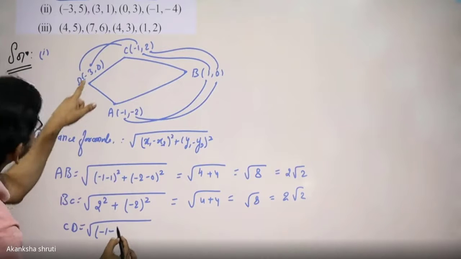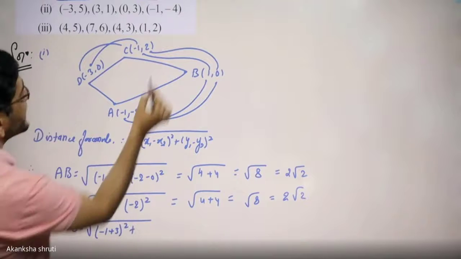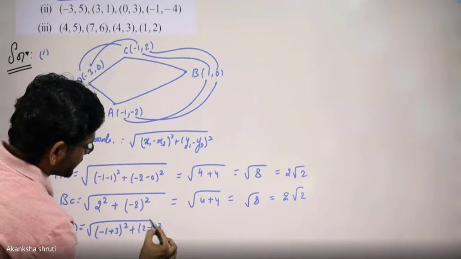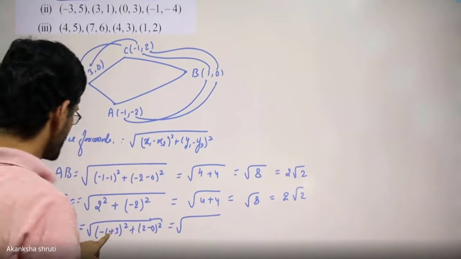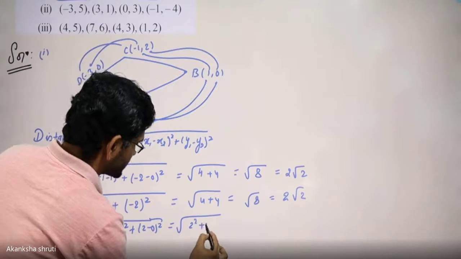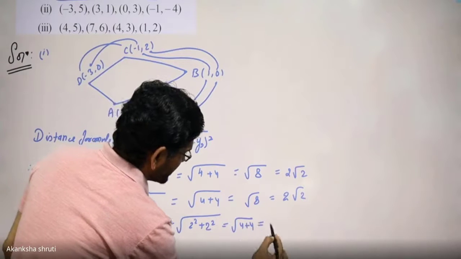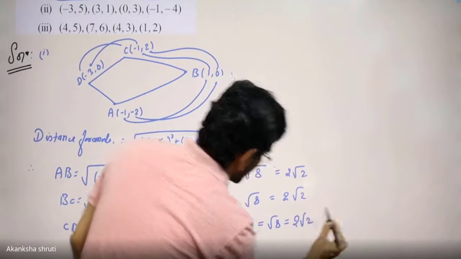Minus of minus 3 becomes plus 3. There is square plus, it is 2 minus 0 square. Students, it becomes 2 square plus 2 square, 2 square plus 2 square. It becomes 4 plus 4, which is under root of 8. This is also 2 root 2.